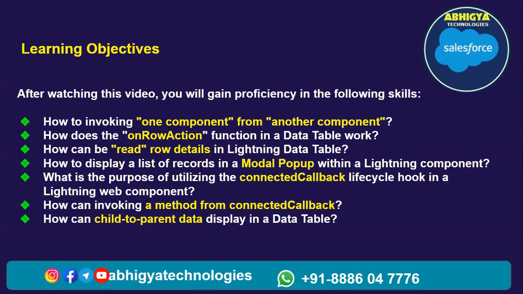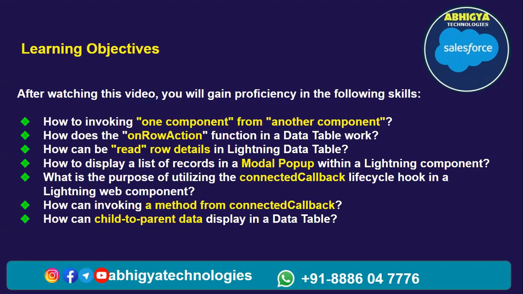For example, I have component A and component B. So how do we call component B from component A, and how do we pass the data also? We have to see this from one component to another component, and we display the data in the data table. How does it work on the row action? On the row action, we are clicking on a particular sales order number, right? So how are we going to read it? The user clicks on the particular sales order number, so how do we read the row details?